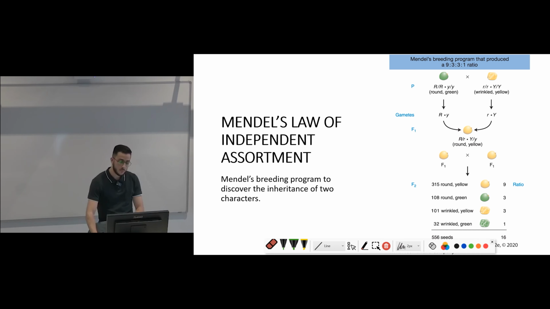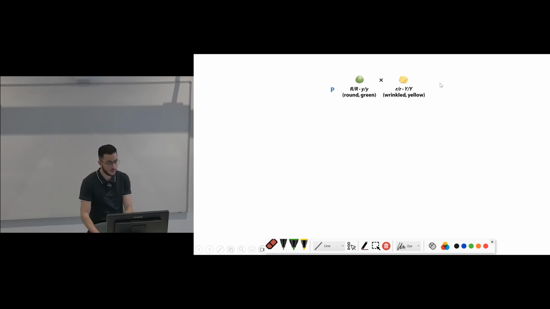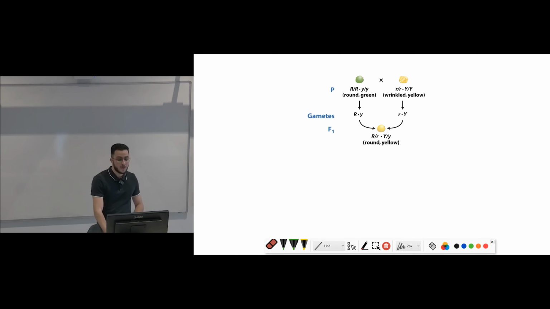Now, if you look at the top, the round green one can only produce one type of gamete, big R, small y. The big R gives you the round shape, small y gives you the green color, and big Y gives you the yellow color. So he crossed it with another pure line, which was wrinkled and yellow, and these are the gametes produced. Hopefully that's clear. And this gave a heterozygous individual. Does this make sense up to now?